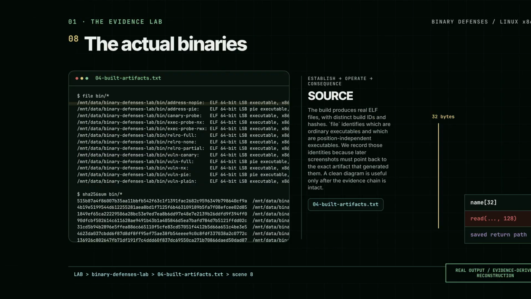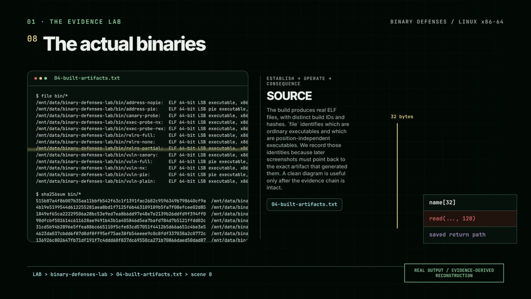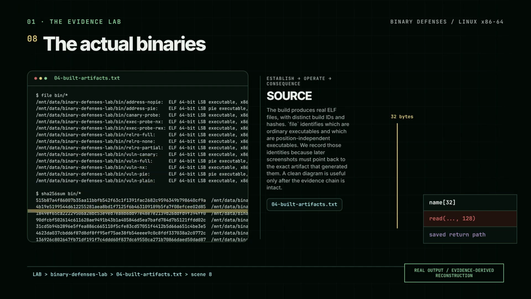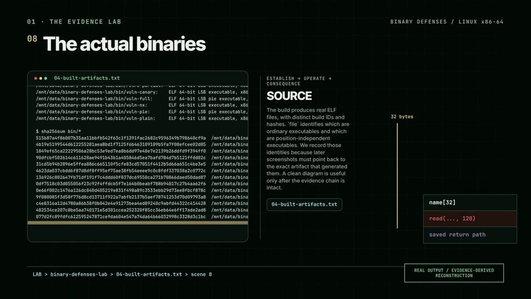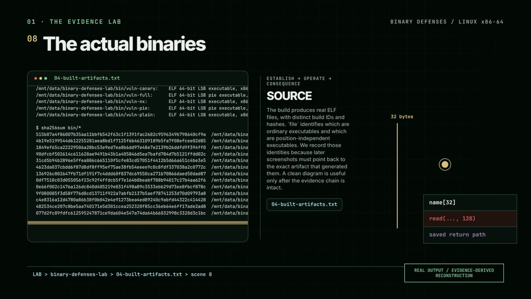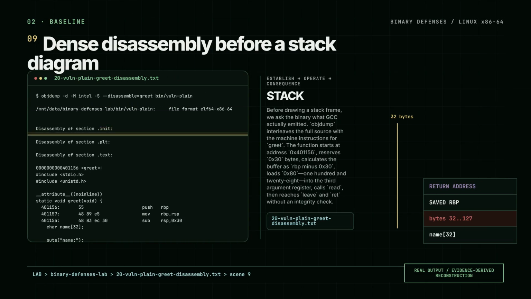The build produces real ELF files with distinct build IDs and hashes. file identifies which are ordinary executables and which are position-independent. We record those identities because later screenshots must point back to the exact artifact that generated them. A clean diagram is useful only after the evidence is chained. Before drawing a stack frame, we ask the binary what GCC actually emitted.